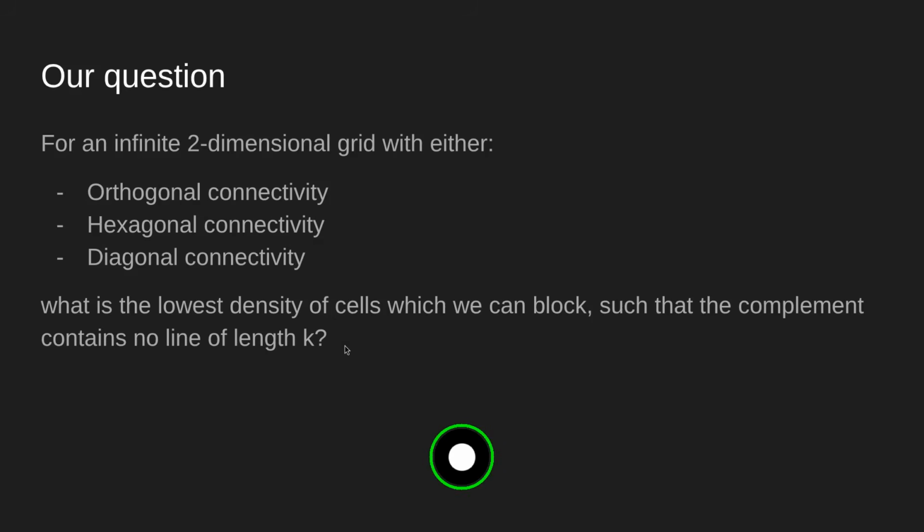So then the question becomes, first of all, let's just think about infinite grids. I didn't write that explicitly. Oh yeah, I did. For an infinite two-dimensional grid with one of these connectivity types, what is the lowest density of cells that we can block or pop out or somehow remove from the grid such that the complement contains no line of length k? So in other words, if one player were to fill in all of the remaining pieces, they still wouldn't be able to make a line.